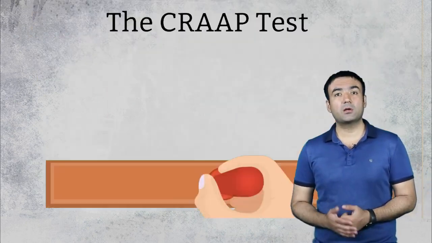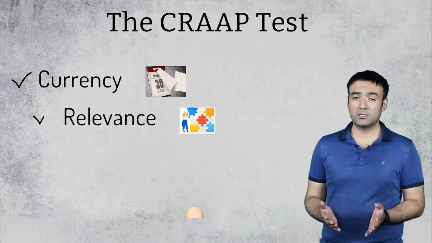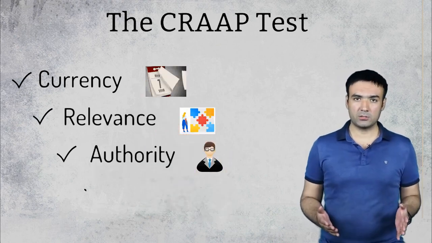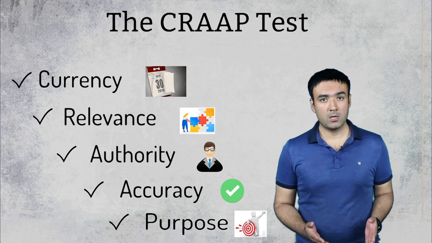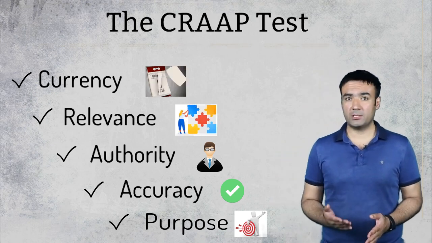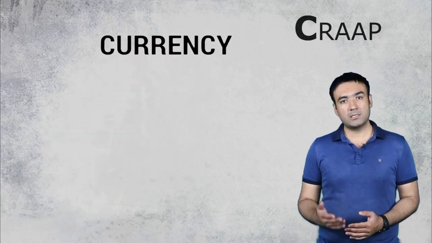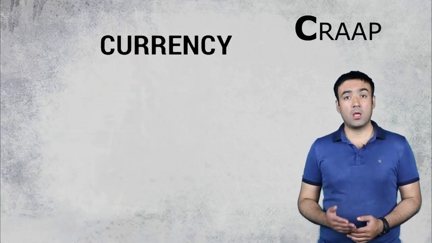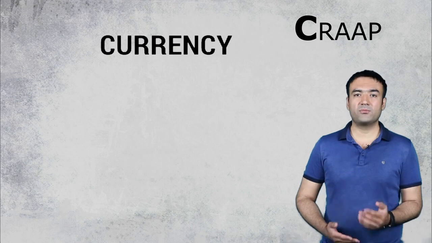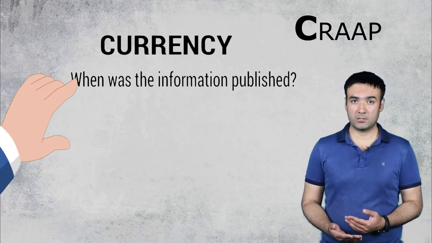The CRAAP stands for currency, relevance, authority, accuracy, and purpose. So let's look into each criterion one by one. Currency is the timeliness of information. In order to identify timeliness, the following questions should be answered.